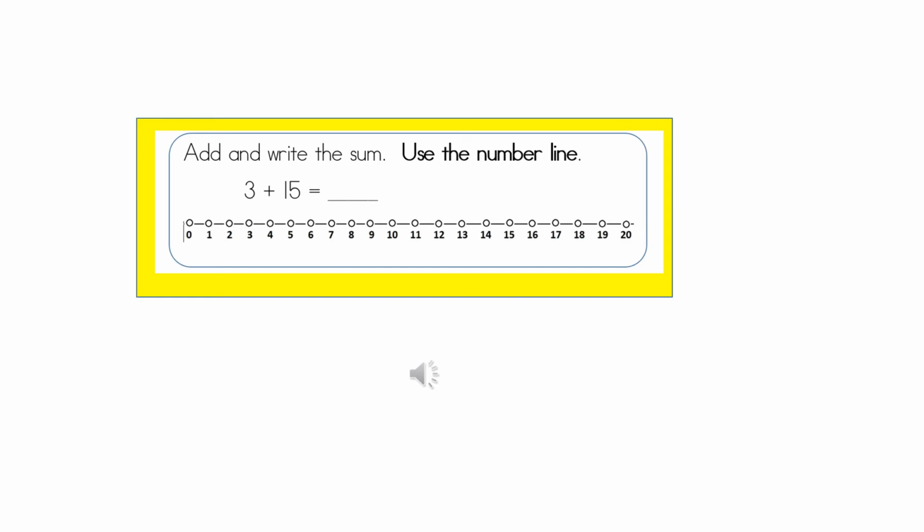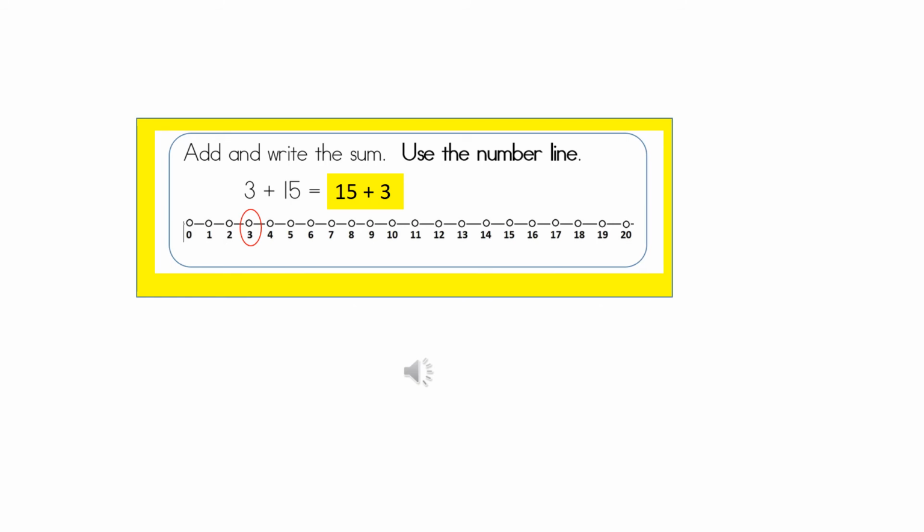So remember when you're adding, 3 plus 15 is the same as 15 plus 3. Because 3 plus 15 can be rewritten as 15 plus 3, it doesn't matter which way we start on the number line. We could start with the 3 and jump 15 places, or it might be easier to start with the bigger number, the 15, and jump 3 places. Watch how we do this.